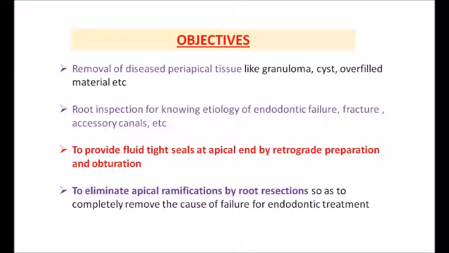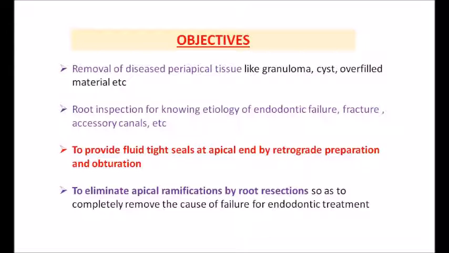The objectives of this procedure, endodontic surgery, are certain. The main and important objective is to provide a fluid tight seal at the apical end by retrograde preparation and obturation. This has been asked many times in MCQs. The other objectives are removal of the diseased periapical tissue like granuloma, cyst, overfilled material, etc.